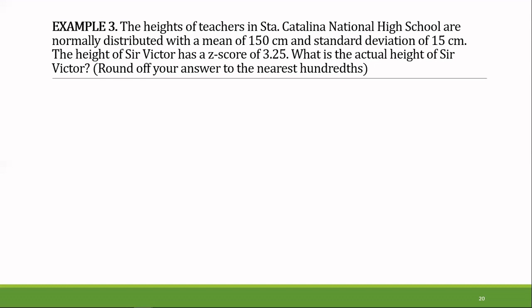So here in example number 3, meron tayong gagawin dun sa original formula in solving the z-score, since ang hinahanap natin dito is yung actual height ni Sir Victor. So let's have the given first. Kanina, ang hinahanap natin sa previous examples ay yung z-score. Dito, ang given natin ay yung z-score, which is 3.25. Then given din yung mean, which is 150, and yung standard deviation na 15 centimeters. So ang nawawala dito is yung actual height ni Sir Victor or yung random variable natin.